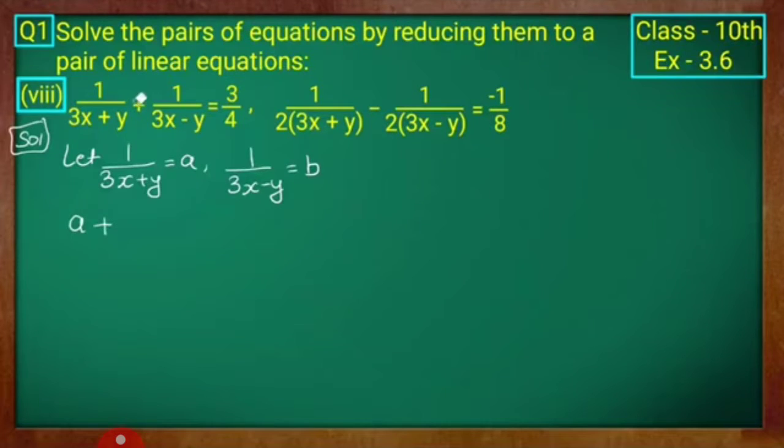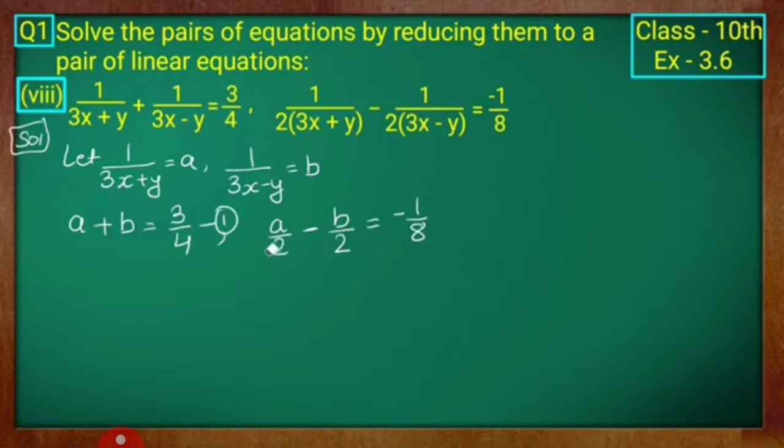Let's see. From the first equation, a plus b is equal to 3 upon 4. And in the second equation, 1 upon 2 into 3x plus y can be written as a upon 2 minus, 1 upon 3x minus y can be written as b upon 2, and it's already given, is equal to minus 1 upon 8.